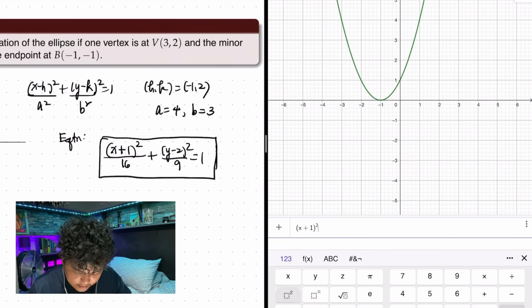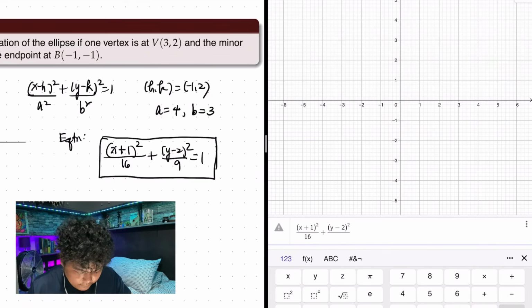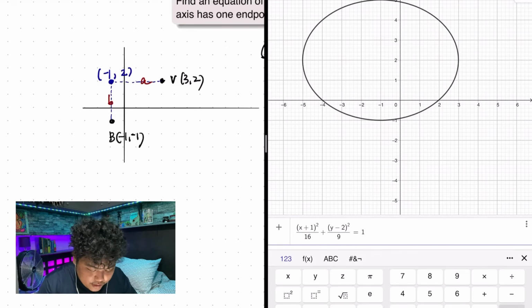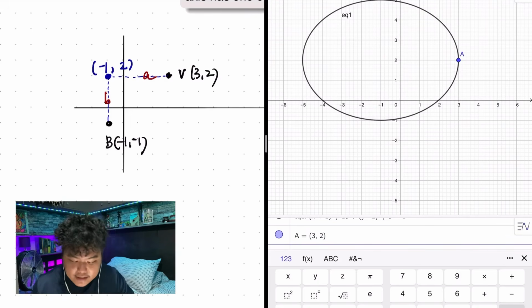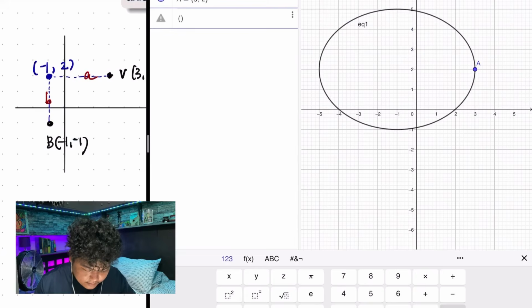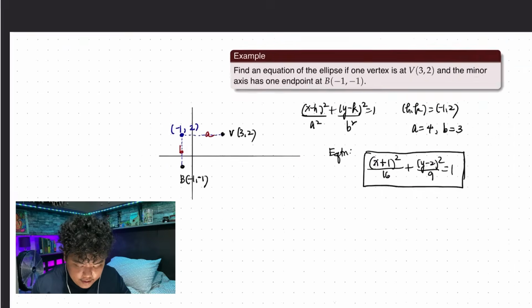x plus 1 squared divided by 16 plus y minus 2 squared divided by 9 equal to 1. Okay, so compare natin yung original ha. Asan si 3, 2? Si 3, 2. Ipa-plot natin sa kanya. 3, 2. Ayan siya, that is A. Isang vertex nga at negative 1, negative 1. Nagtutugma naman siya dun sa drawing natin. And there we have it.